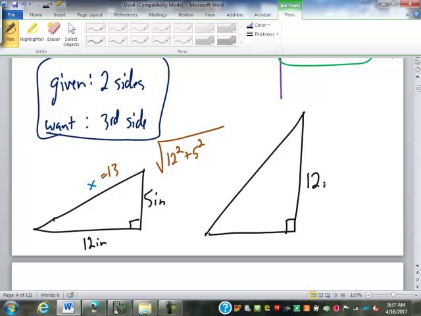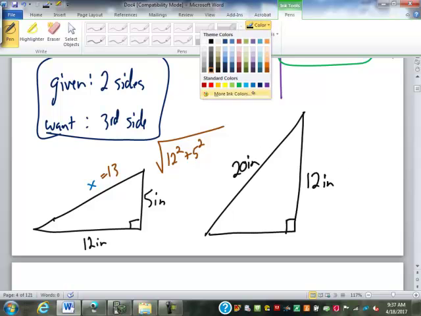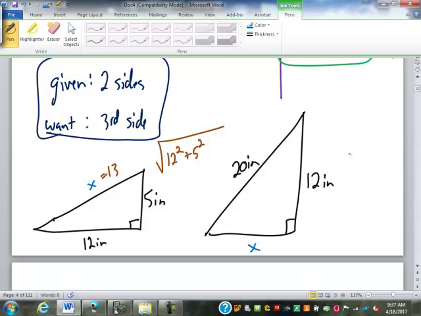Or if I give you that this is 12 inches and this is 20 inches. And this is x inches. How do I find x here? Square root of 20 squared minus 12 squared. Why is it minus? Because I'm given the hypotenuse. Yes, I'm looking for a leg. So that comes out to be 16.